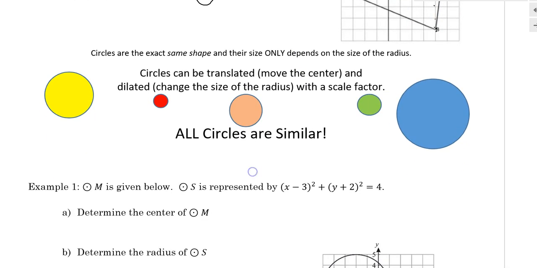Okay. So one thing to keep in mind is circles are the exact same shape and their size only depends on the size of their radius. So we know all circles are the same shape because I can transform them. They can be translated, right? They can be moved around and dilated. Okay? Both of those transformations preserve similarity. So again, while they're different sizes, they're still the same shape.